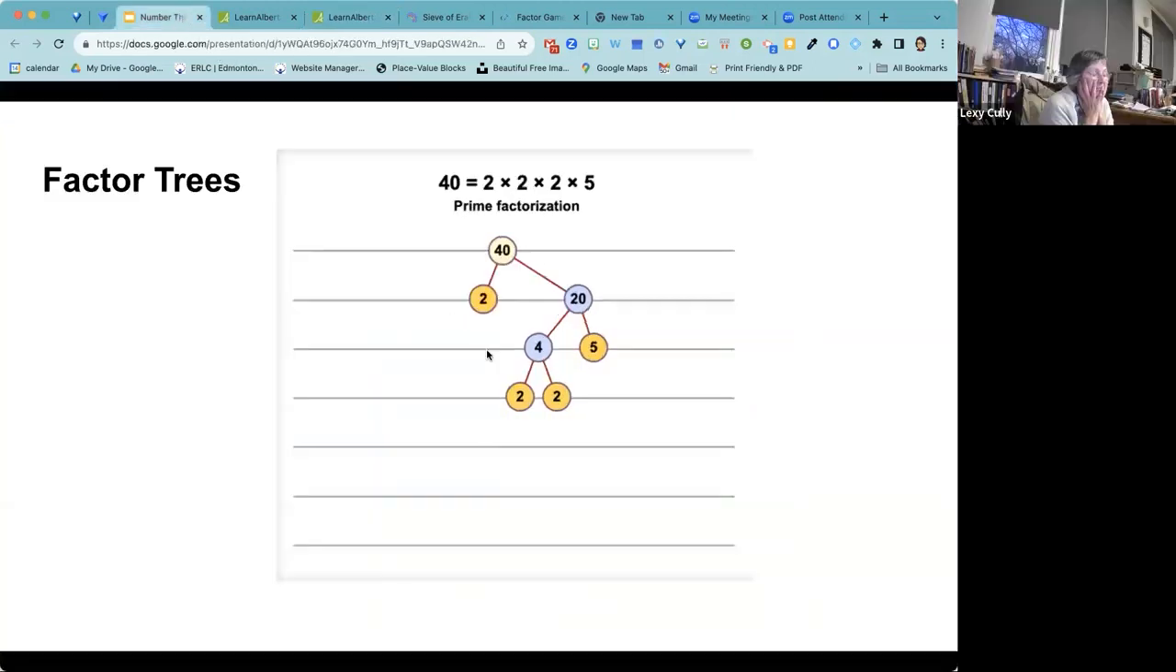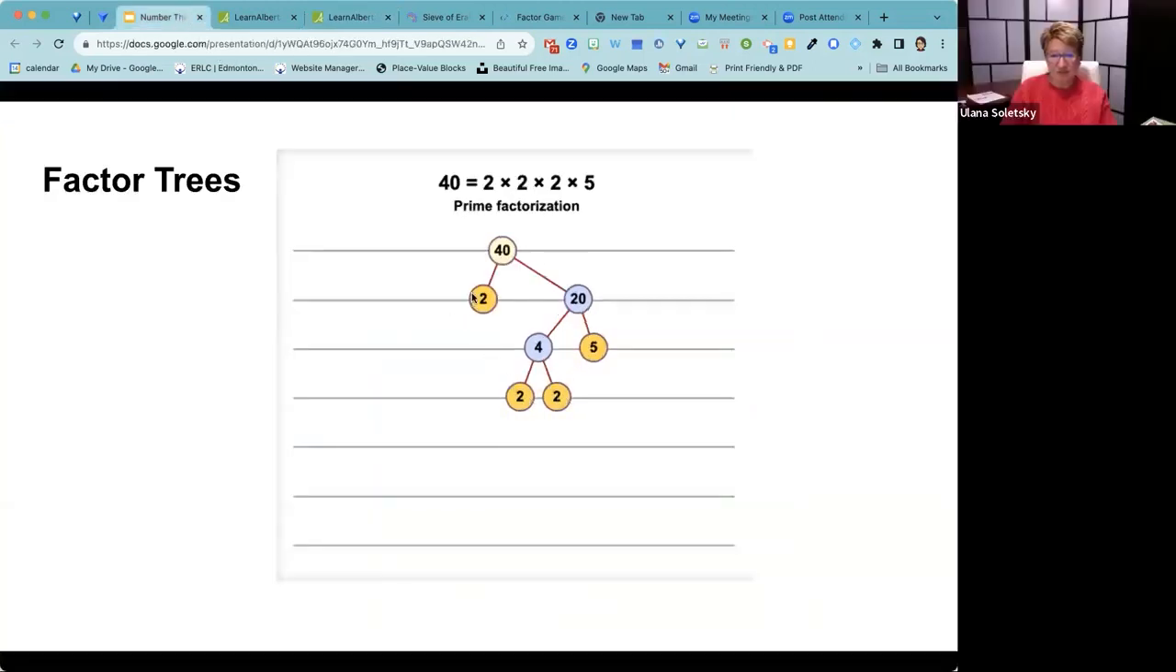But you'll notice I still have the same thing, 2 times 2 times 2 times 5. Didn't matter how I broke it down, but now I see it's 2 to the power of 3 times 5.